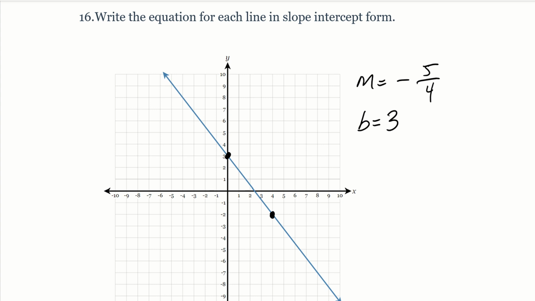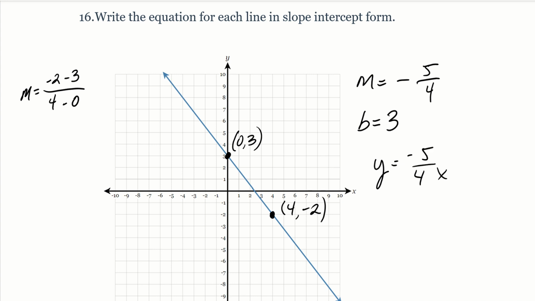Another thing you can do if you want to calculate the slope is I know that this point is 0, 3. And this point is 4, -2. And so you can use the slope formula, y2 minus y1 over x2 minus x1, and you end up getting negative 5 over 4, just like we counted. But now I'm told write the equation in slope-intercept form, so I'm going to write y equals negative 5/4 x plus 3.